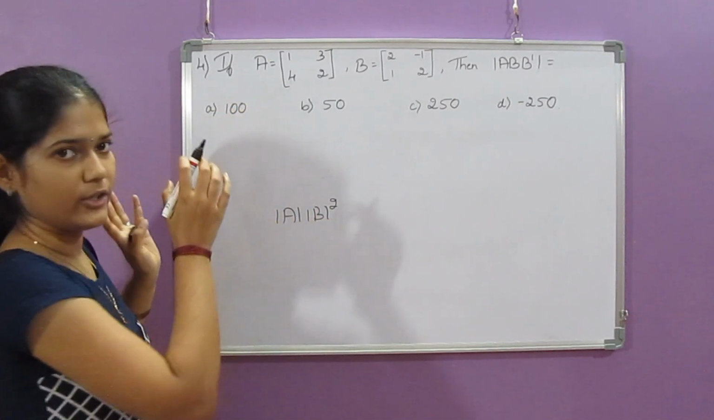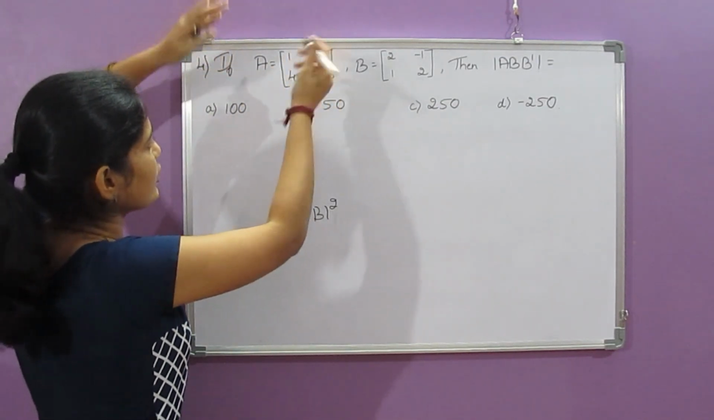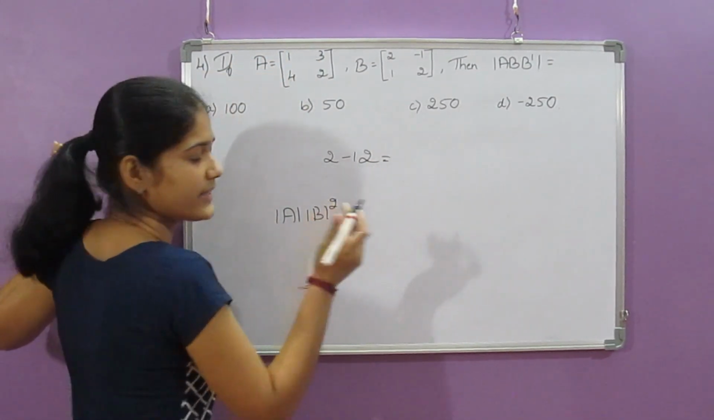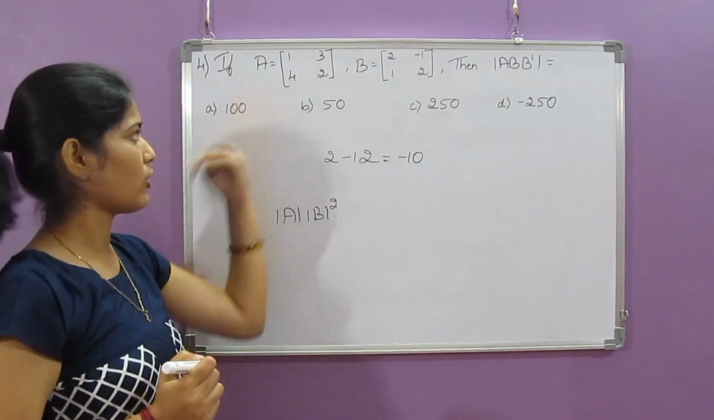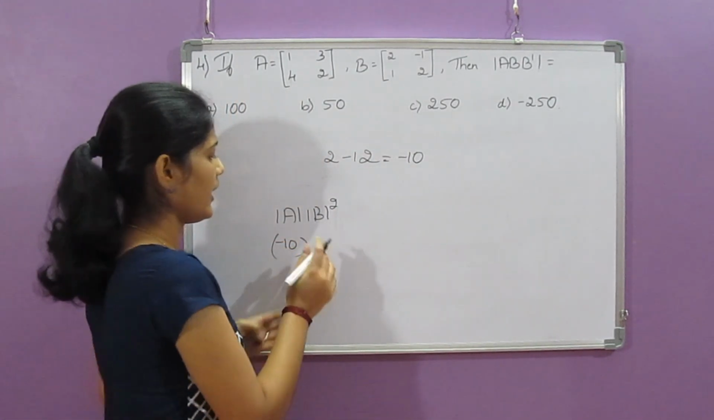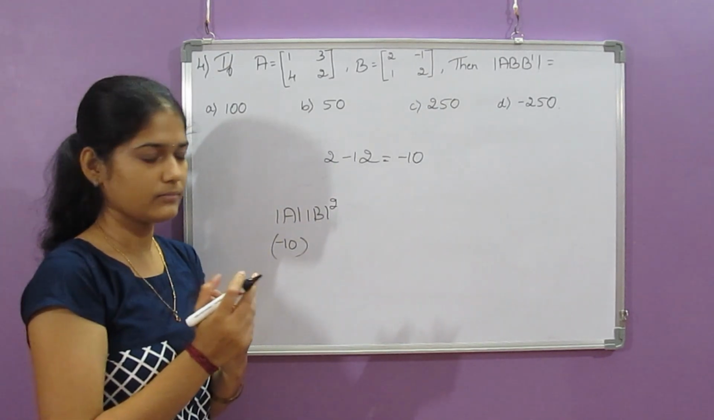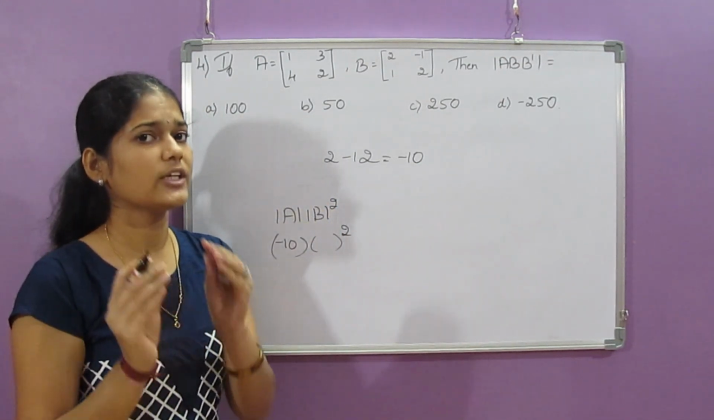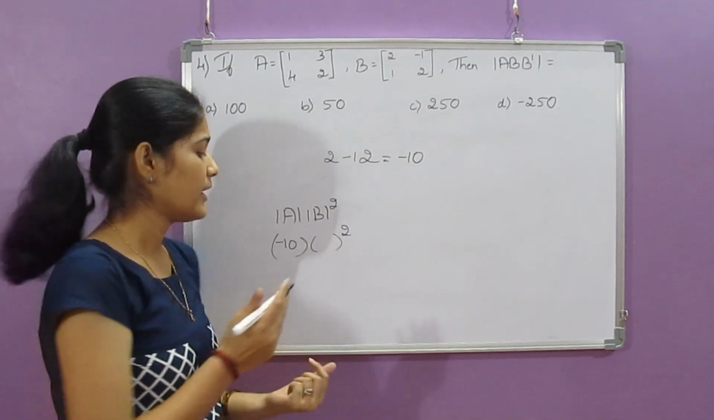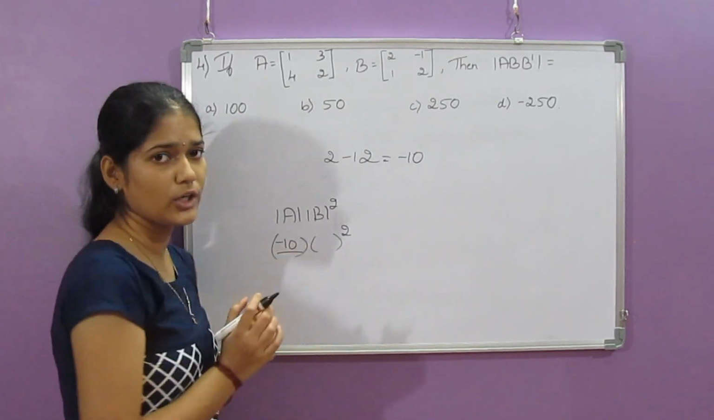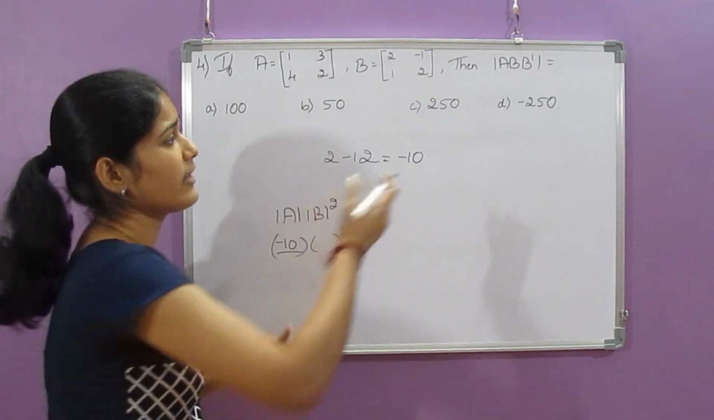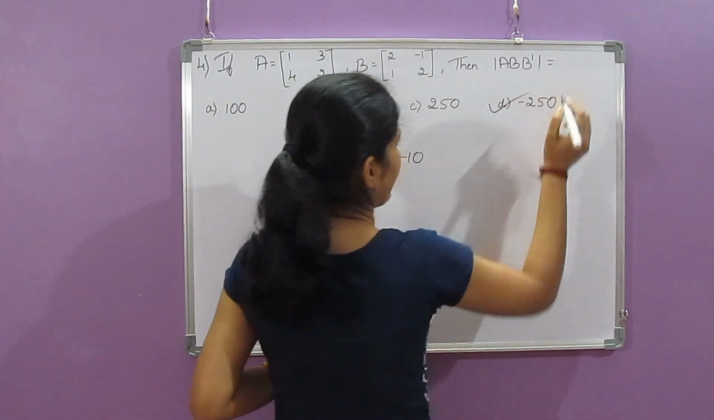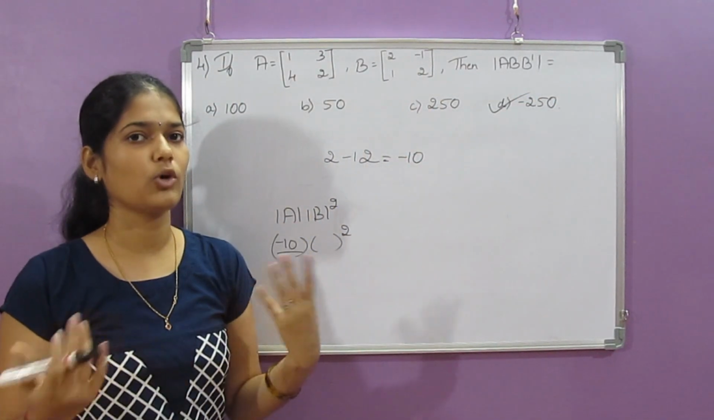Now we will find determinant of A. To find determinant of A, we know that it will be 2 minus 12, right? It is minus 10. Determinant of A is minus 10. Here we got minus 10 into square of some number. Determinant of B, whatever it may be, it will be squared. And also we know that square of any number is a positive number. Here we got negative. So the product of positive and negative will be negative. Here we have only one option in which the determinant is negative. So directly we can write that this is the correct option. Now let's move on to the next problem.